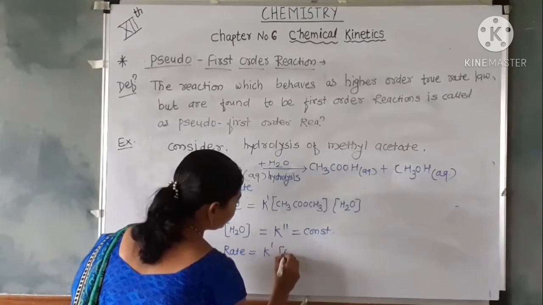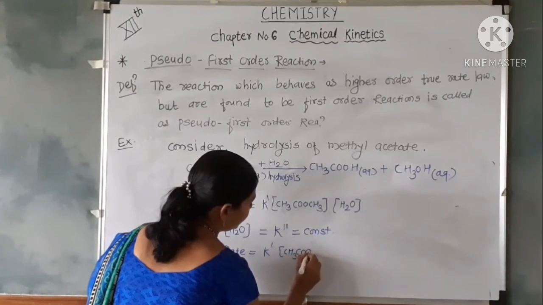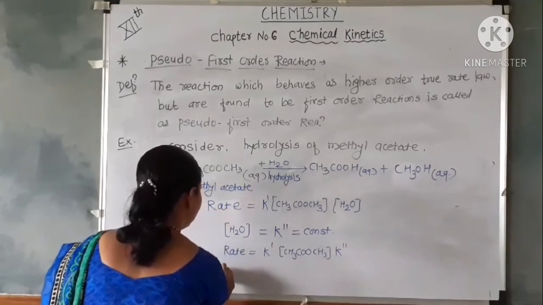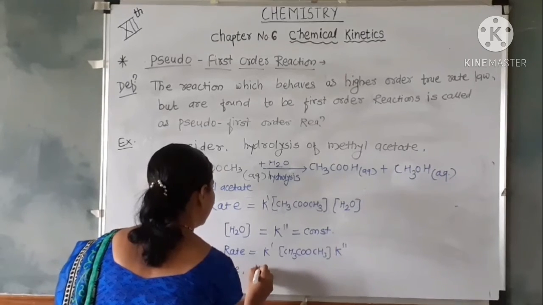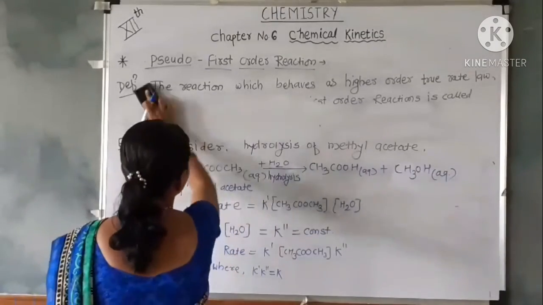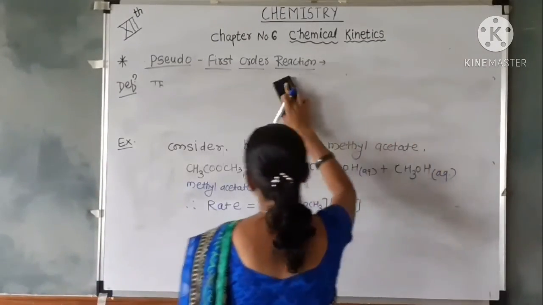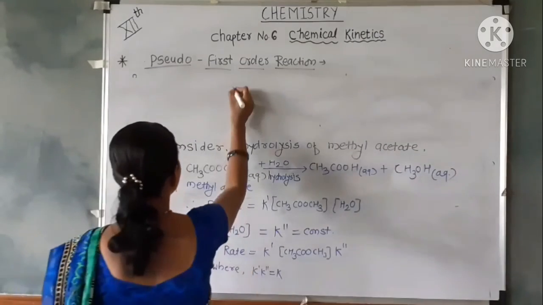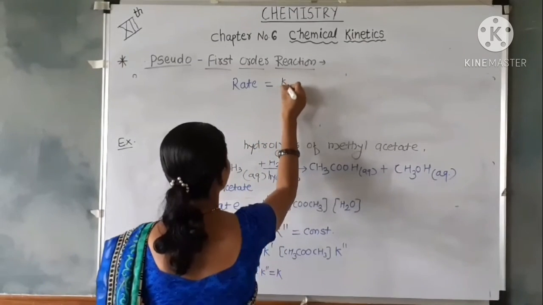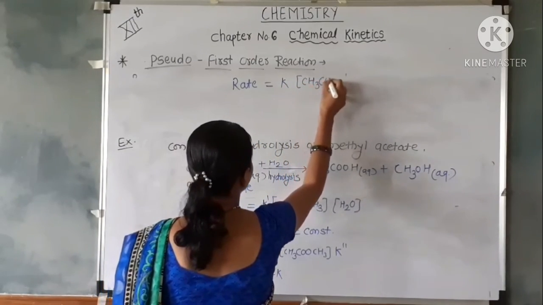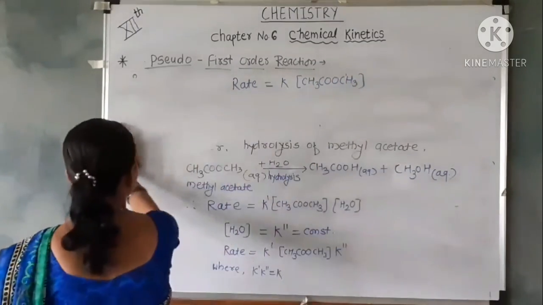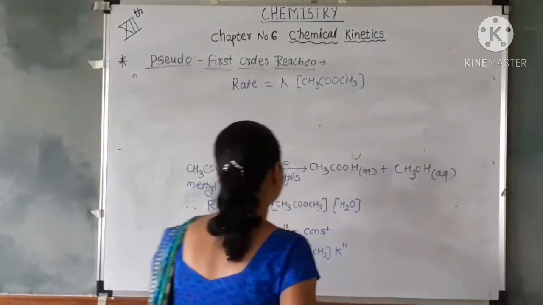rate is equal to k dash into CH3COOCH3 into k double dash, where k dash into k double dash is equal to k. Therefore, I write it as rate is equal to k into concentration of CH3COOCH3. This is a pseudo first order reaction. Thank you.